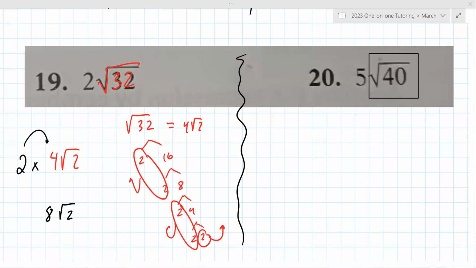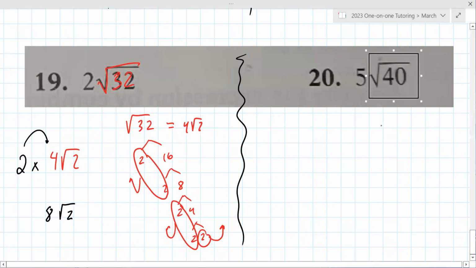The answer would be 2 square root of 2. No way. Too small. You're not circling a pair, or you're missing something. It would be 5 then. What's your final answer? I have 1 pair of 2, and then 2 and 5 at the bottom.